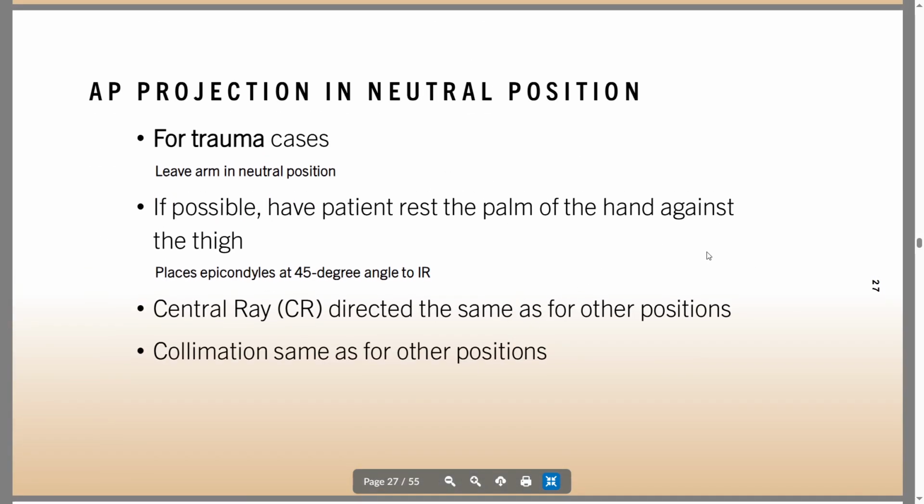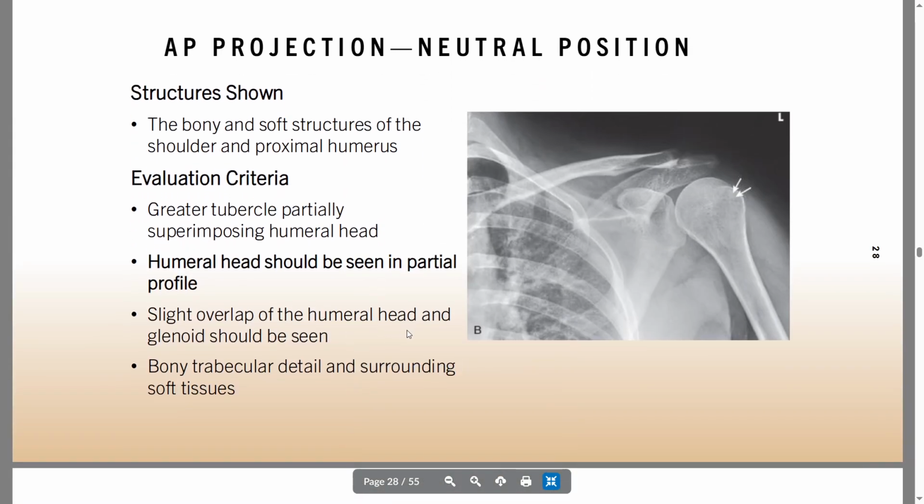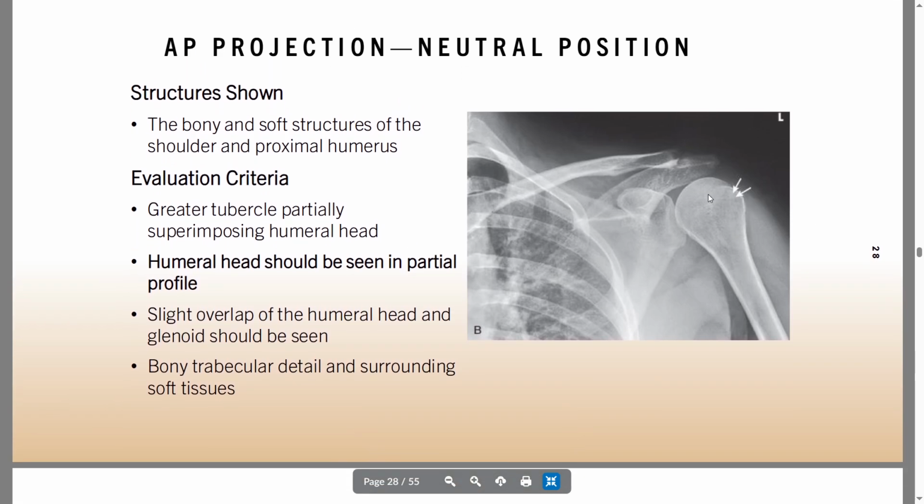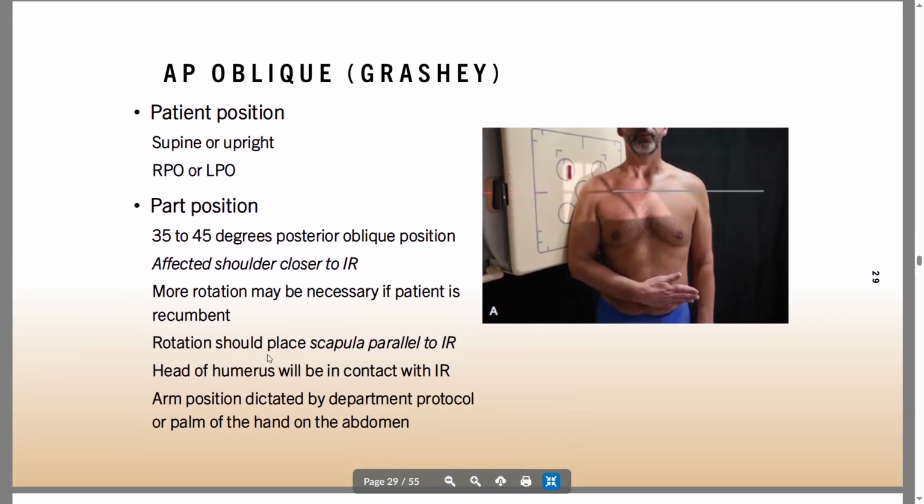For neutral, this is again a traumatic position, just like we would do for the humerus. So the patient probably doesn't want to move their humerus too much to do this projection. So instead, the thumb will be facing outward toward the radiographer. Collimation's the same, SID's the same. And this time we don't really get a good view of the greater or lesser tubercle, but we can see a little bit of the greater there.